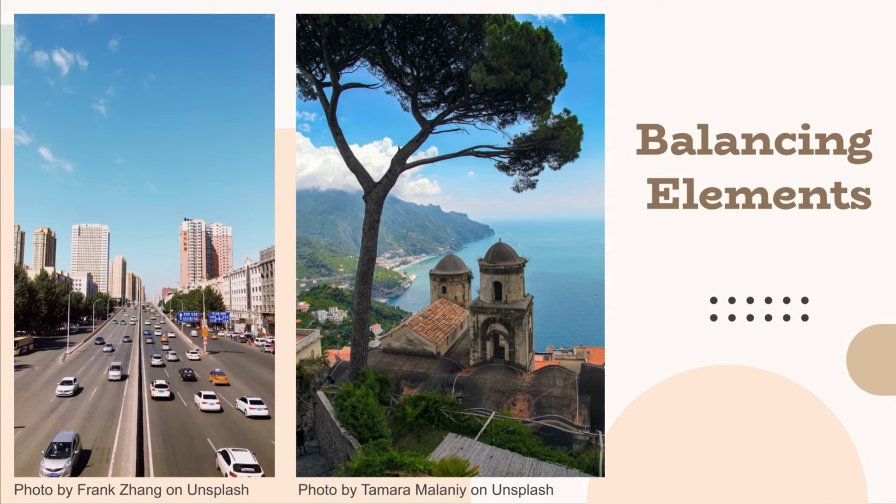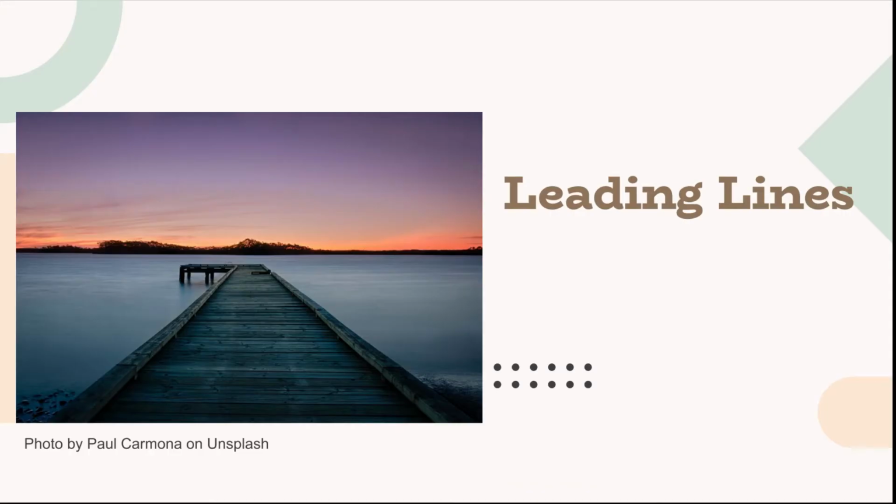You have to consider the weight of your objects. If one thing feels too heavy, balance it out with another element. There are two types of balance, formal or symmetrical, and informal or asymmetrical. Asymmetrical balance pairs well with the rule of thirds. When looking here, you can see that the left picture is symmetrical, while the right picture is an example of informal balance. Then there's leading lines.